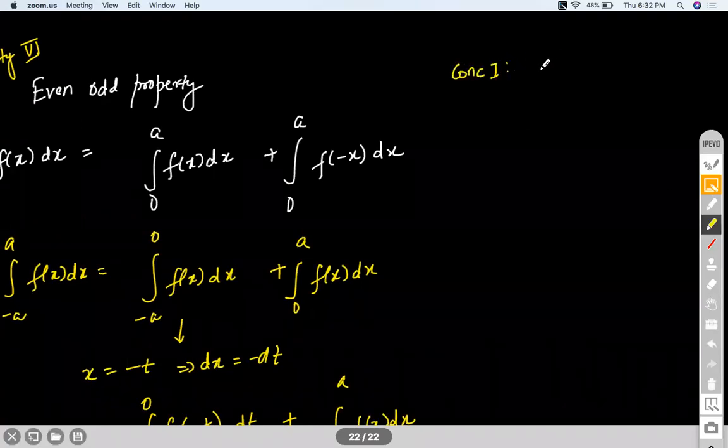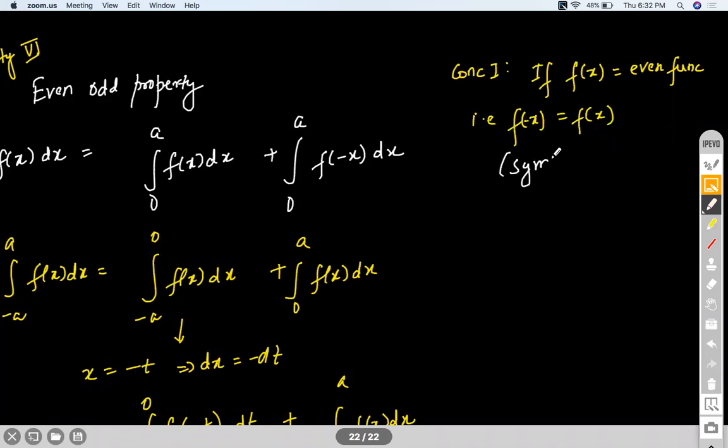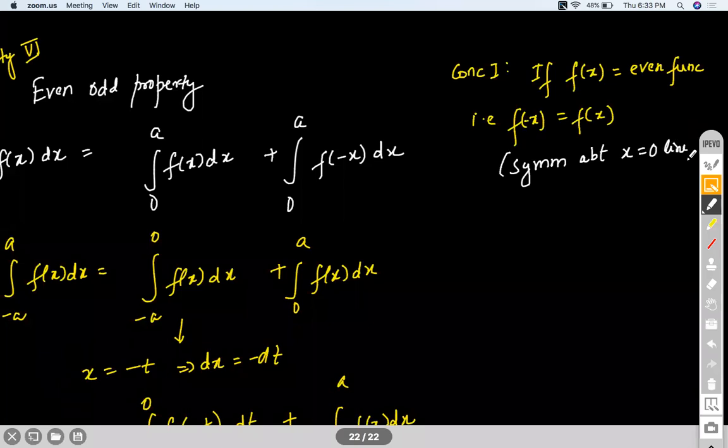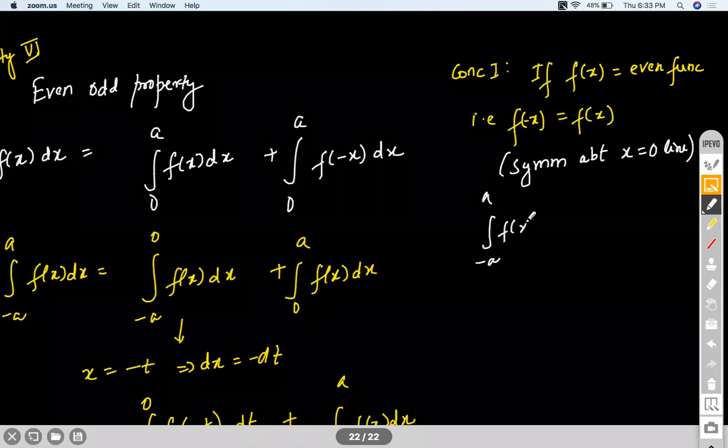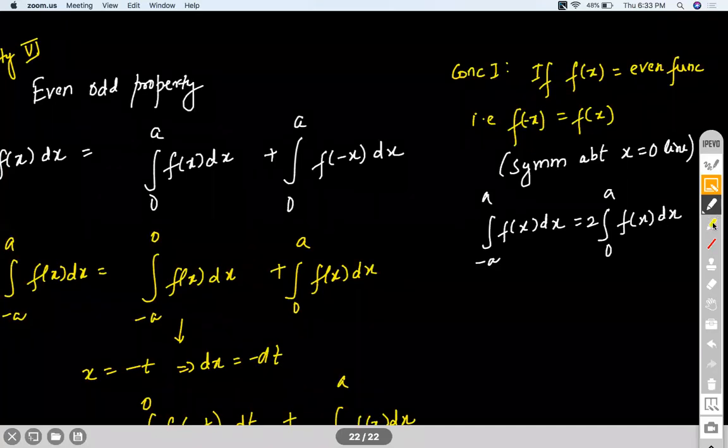Conclusion number one, if your f of x is an even function, that is to say that f of minus x is f of x, also to say that the graph is symmetrical about the x equal to 0 line, which is nothing but your y axis, then your integral from minus a to a f of x dx is going to be 2 times the integral from 0 to a f of x. Guys, remember, I have not said this, but the function is continuous from minus a to a.